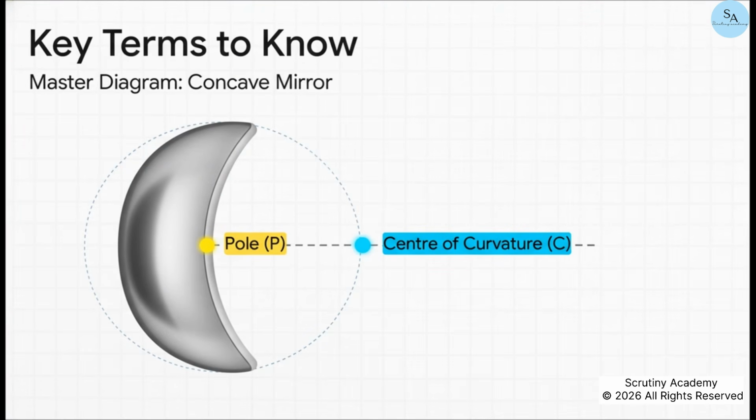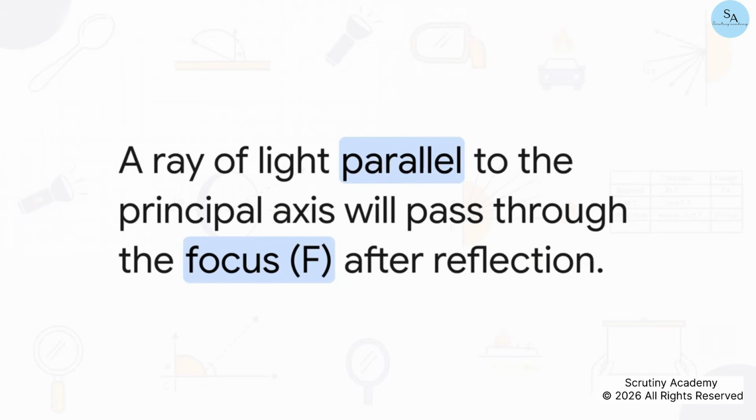The pole, P, is just the dead center of the mirror. The center of curvature, C, is the center of the big imaginary ball that the mirror was sliced from. The focus, F, is a really important spot where parallel rays of light meet up. And the principal axis? That's just the main straight line that goes through all of these points. Got it? Awesome.